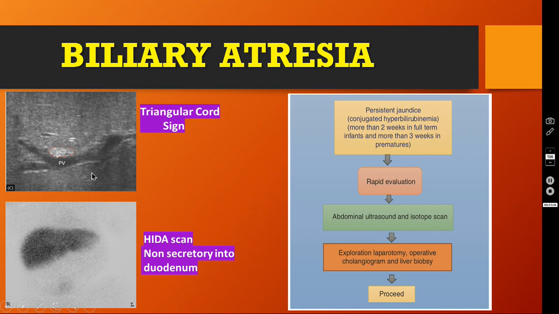You can do an ultrasound. Normally in the portal triad, you can see what is called a Mickey Mouse sign, where you see the portal vein posteriorly, and anteriorly the bile duct and the hepatic artery. Three structures you will see. Whereas here, the portal vein you can see, but anterior to that you will see a triangular cord because it is atretic. The biliary duct you cannot see separately. This is the triangular cord sign. This is the HIDA scan, a radioisotope scan.